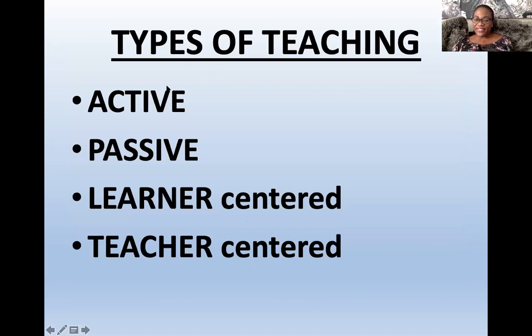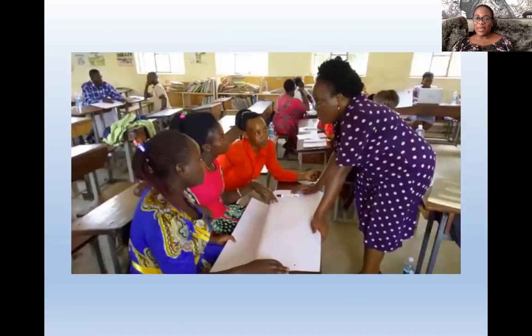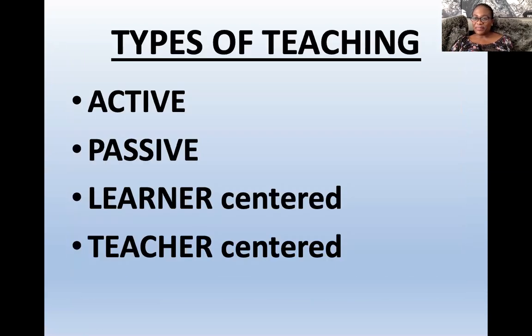We have active teaching, whereby learners are actively involved in teaching. So now look at those three pictures. Which teacher do you think is having active teaching? There's passive teaching, whereby the teacher is the one who is the role player in teaching. Okay, active is when learners are actively involved, while passive is when the teacher is the one who's actively involved.